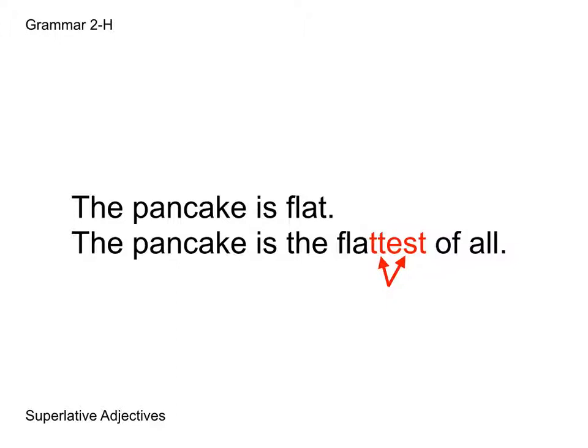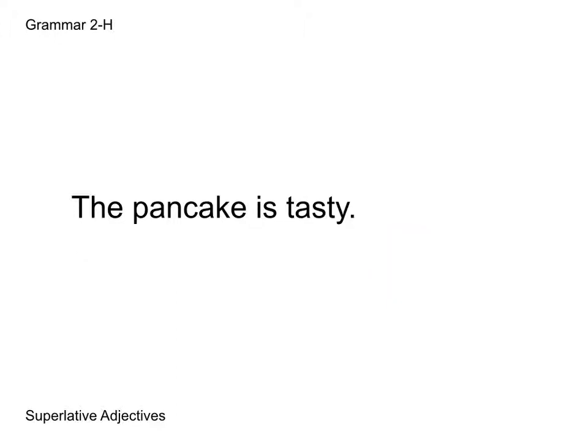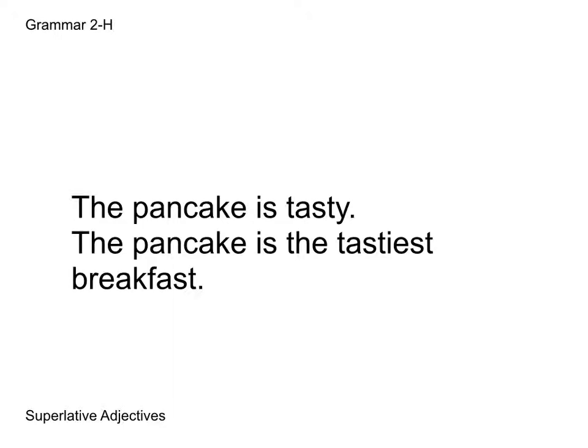So now we're going to look at the pancake is tasty again, and now we're going to change it into a superlative form so that we have the pancake is the tastiest breakfast. Notice that Y turned into an I, and we've added EST. Remember that you use the superlative form when you are comparing one thing to multiple other things, comparative form when you're comparing one thing to another thing.